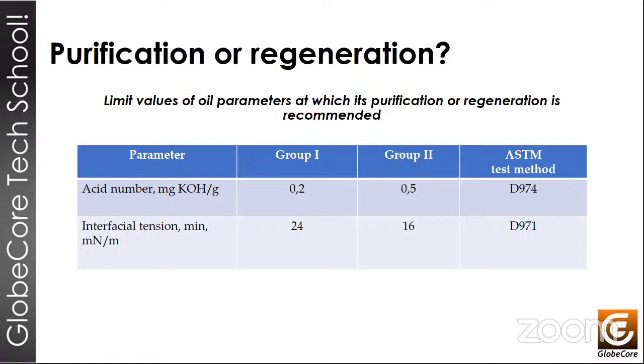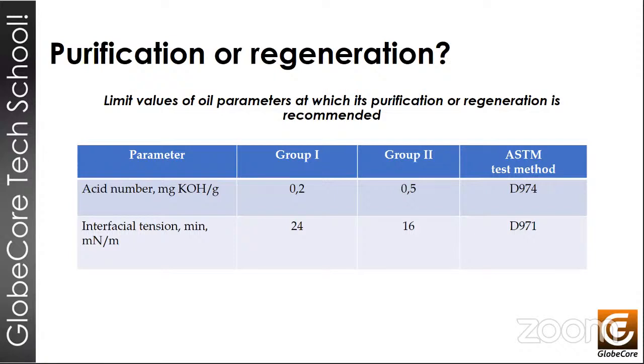One thing that's always important to know is which process we choose. When we talk about purification in the context of this discussion, by purification I mean things like filtration, heat and vacuum purification. To have a baseline, we can take the C57-637 standard, and it tells us that we have two groups of oil. In this table, you can see group 1, and oil in group 1 can be purified, and oils that belong to group 2 are regenerated.